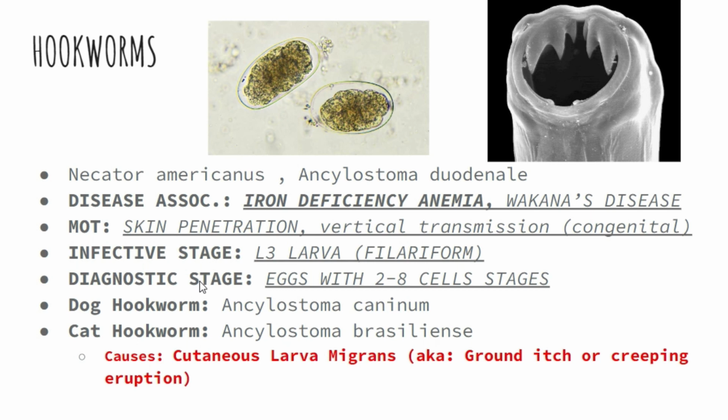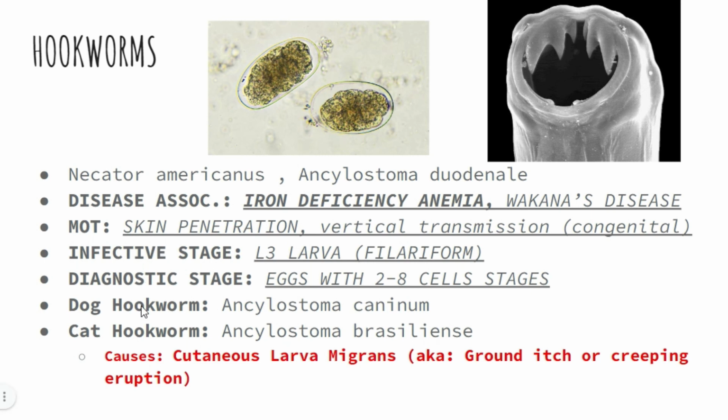For the diagnostic stage, let me recall: the diagnostic stage is the stage that you can see under the microscope, the stage by which we can diagnose the parasite. For hookworms, the diagnostic stage is eggs with 2 to 8 cell stages. This is the particular picture of our hookworm. Again, that is eggs with 2 to 8 cell stages. This is an example picture.